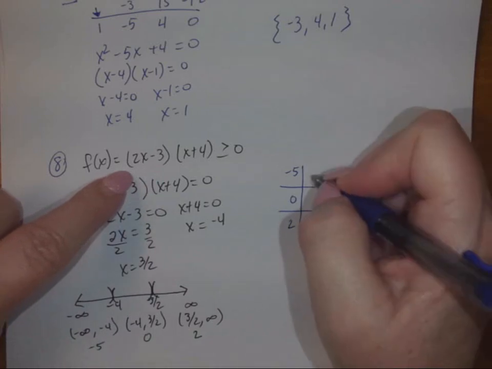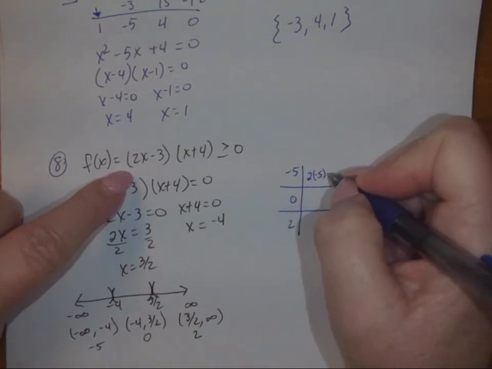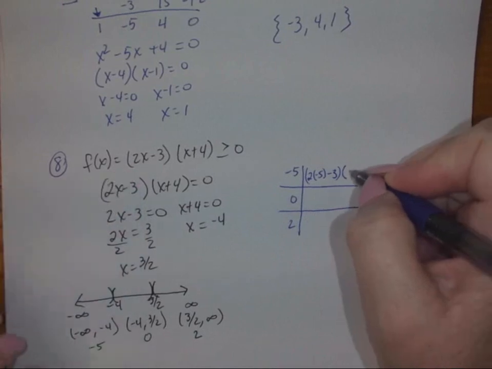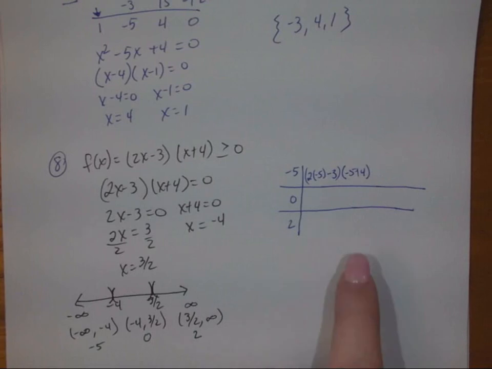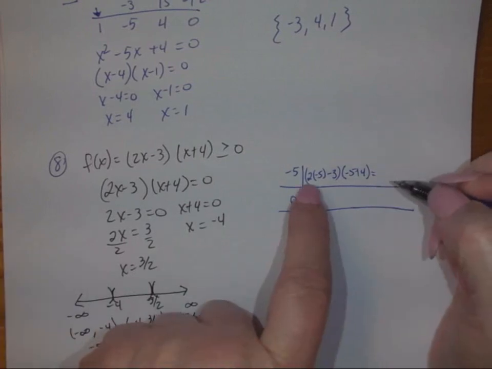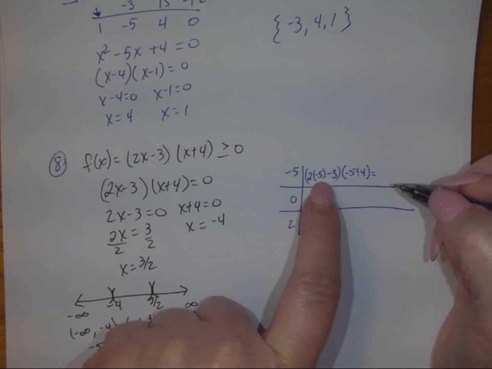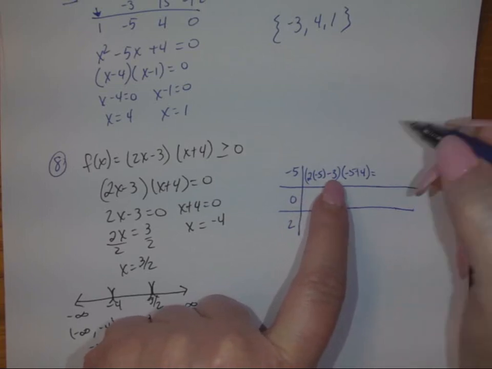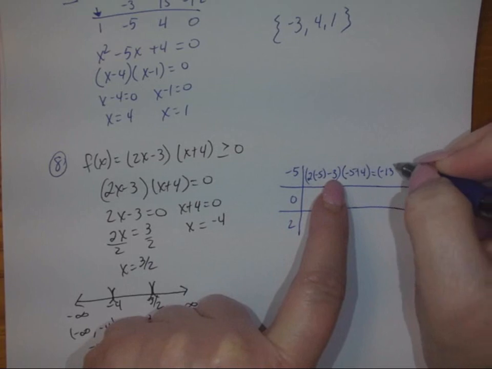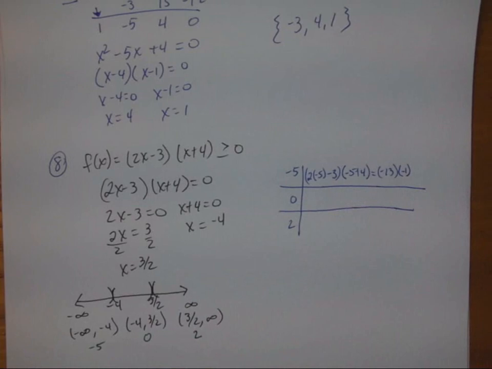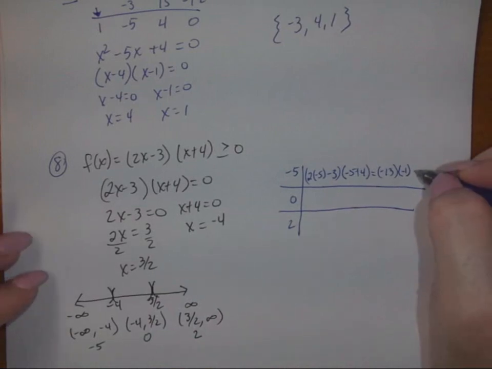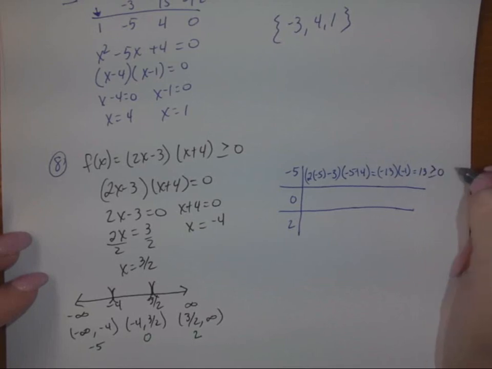So using -5, 0, and 2, I'm going to plug them into my original equation and see if it makes a true statement. So I'll have 2 times -5 minus 3, times -5 plus 4. What you really care about is whether you end up with a positive or negative. 2 times -5 is -10, minus 3 gets us -13, times -5 plus 4 is -1. Negative 13 times negative 1 is going to be a positive 13. And is positive 13 greater than or equal to 0? Yes, it is.